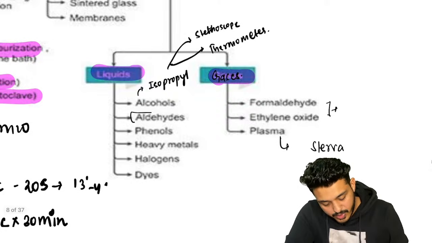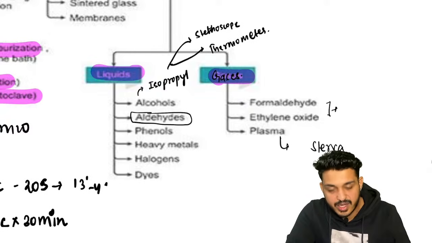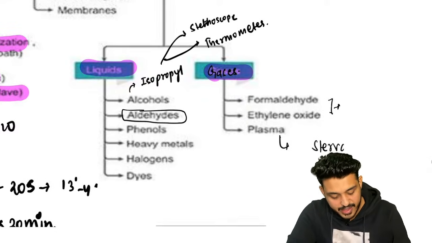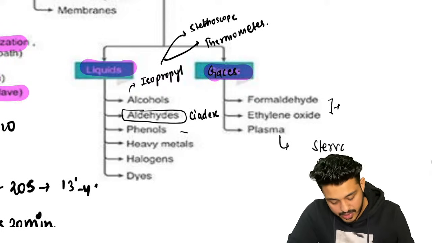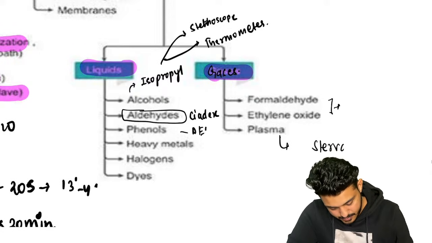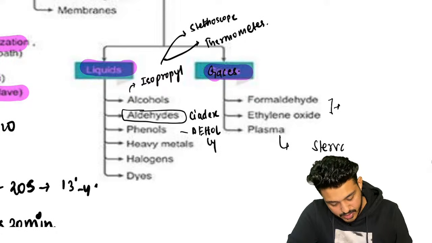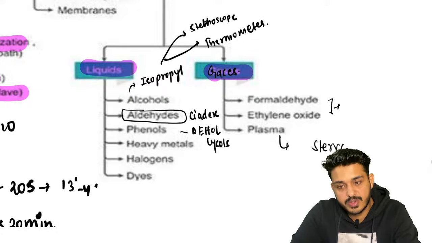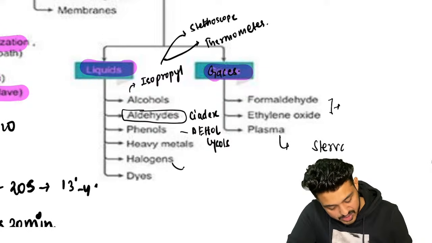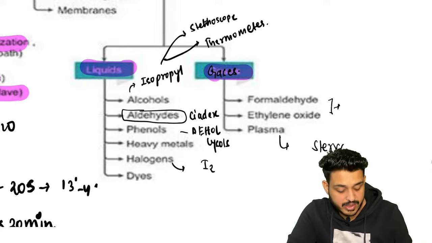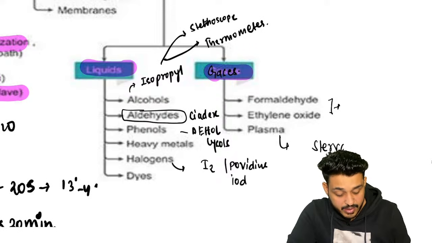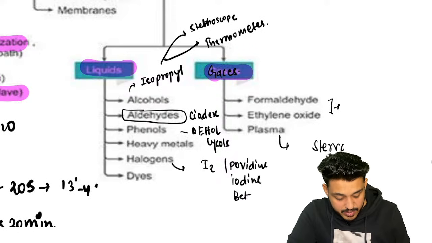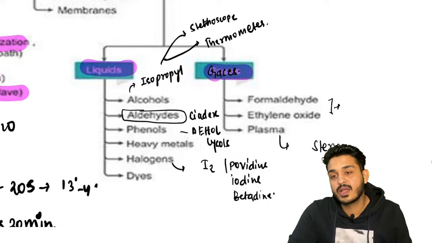Aldehydes are going to be what? Your 2 to 2.5% glutaraldehyde, that is known as what? Glutaraldehyde, also known as Cidex. Your phenols are going to be there, like your Dettol, Lysol. These things are going to be what? Phenol derivatives. Your halogenated compounds are like your tincture of iodine, you have got povidone iodine, right? Povidone iodine, you have got what, Betadine. All these things are going to be the liquids, right?